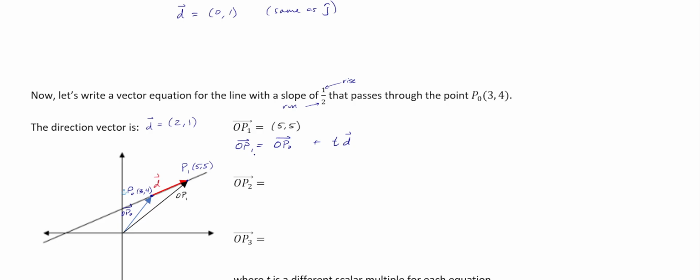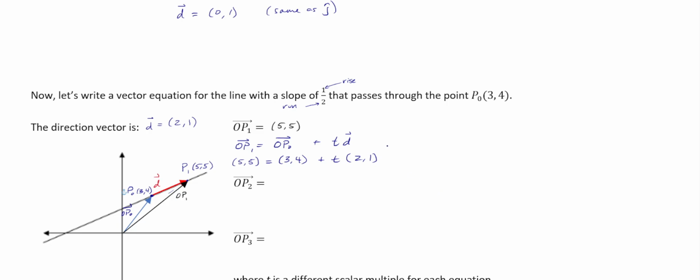So OP1 is 5, 5, okay? That's a point on the line. And that position vector, which points to a point on the line, was the sum of the position vector from the origin to a given point on the line, so that was 3, 4, plus some scalar value times the direction vector, which I already stated was 2, 1.